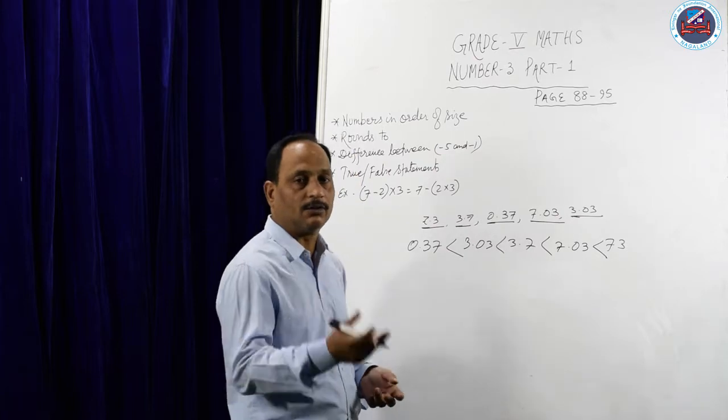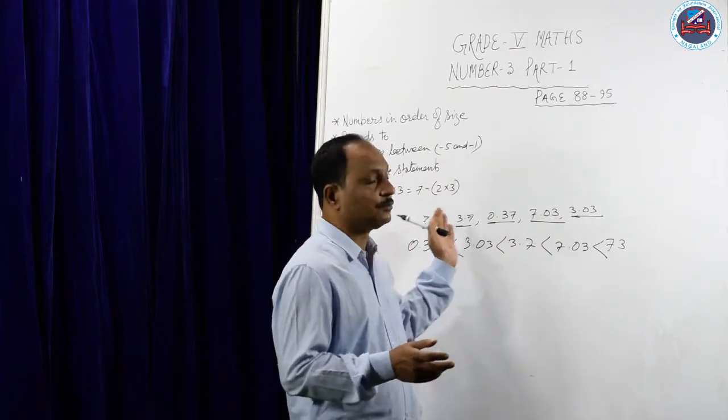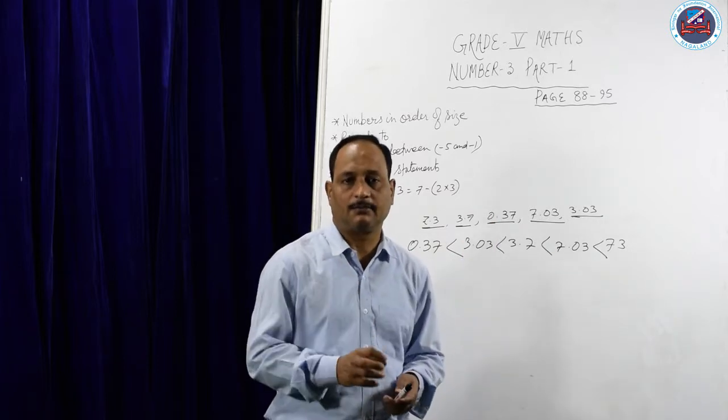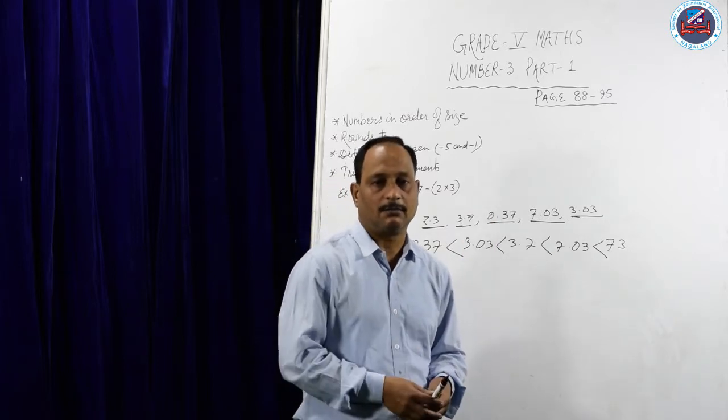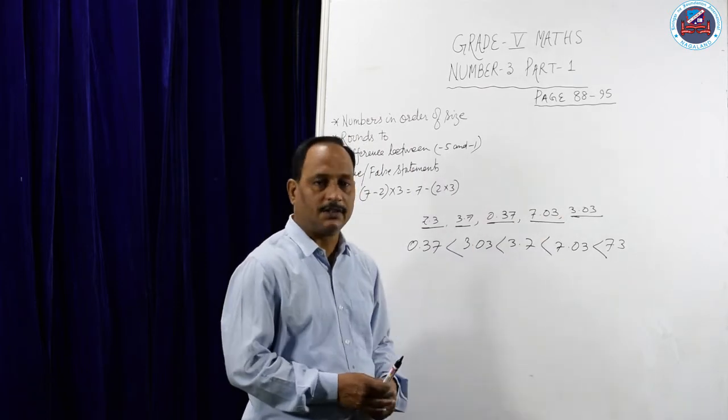In the same way, if we are going to do greatest to smallest, we are going to take up the greater number first, then the smaller number and the smallest number. So in this way we will be able to finish it up.